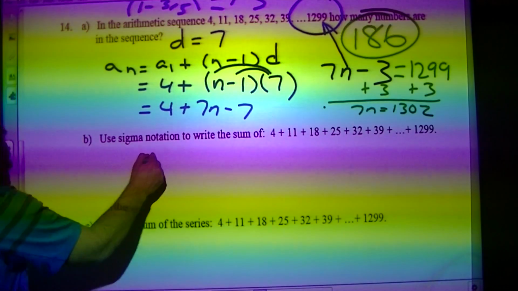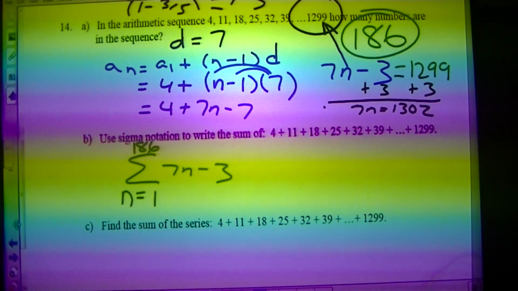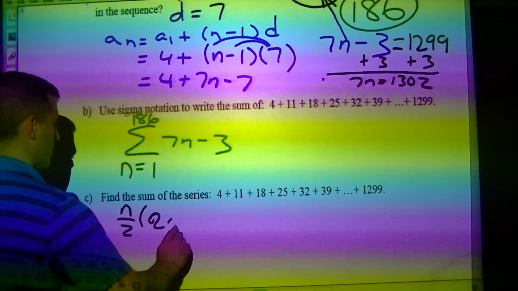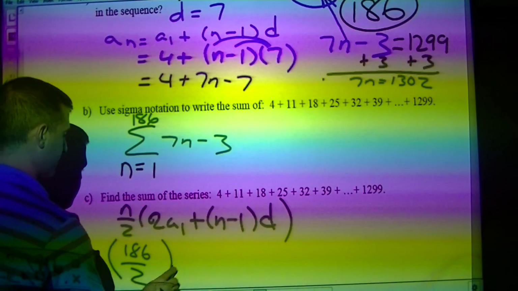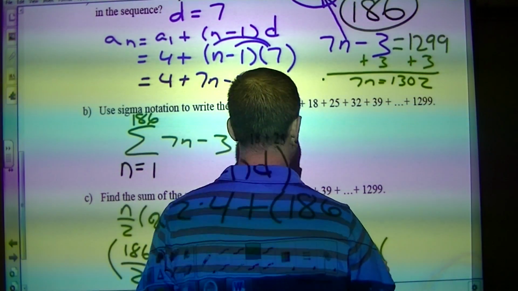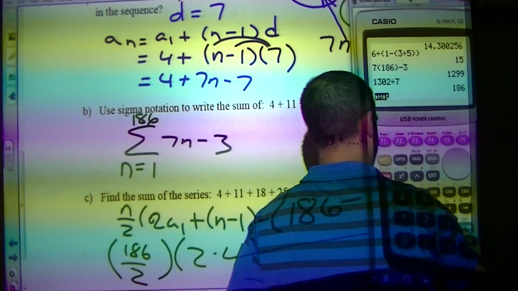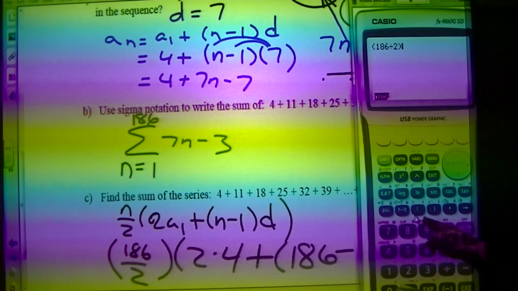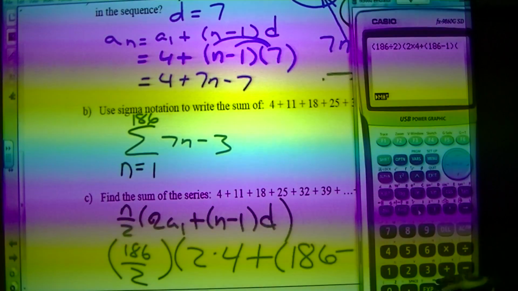Use sigma notation. I've got my formula already, 7n minus 3, and I've got 186 right here. Find the sum of that. If it's an arithmetic series, I'm using this formula: 186 divided by 2, parentheses around it, 2 times 4 plus 186 minus 1 times my difference, which was 7. Let's see if I type all that in, what do I get for an answer? 186 divided by 2, 2 times 4 plus 186 minus 1 times 7.